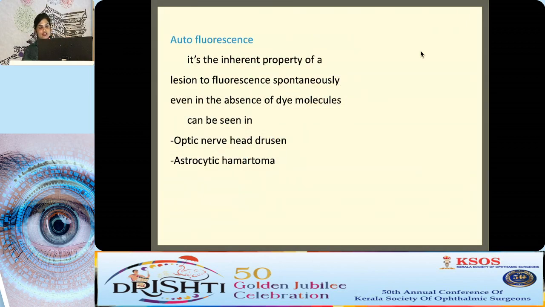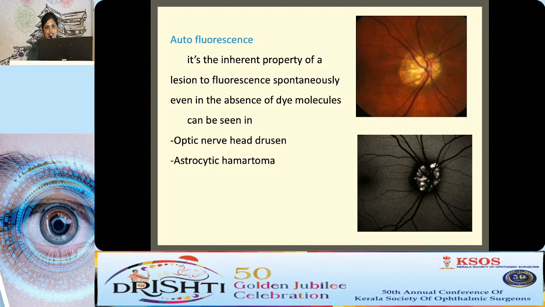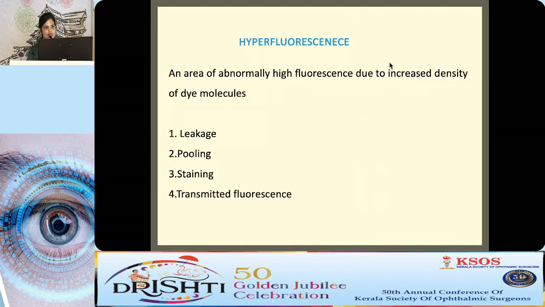There is one entity called autofluorescence. It is the inherent property of a lesion to fluoresce spontaneously even in the absence of dye molecules. It is commonly seen in optic nerve head drusen. You can see in this picture, this is a normal fundus photo and this is the autofluorescence photo. Next is hyperfluorescence, an area of abnormally high fluorescence due to the increased intensity of dye molecules.